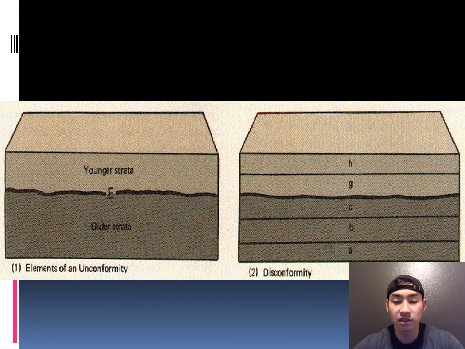If we look at our disconformity on the right, we have labeled units A, B, C, G, and H. G and H are certainly the younger units, and that dark black line is our erosional event. So that is also our disconformity. Based on the labeling, we can infer that D all the way to G has been eroded, and we have lost that amount of geologic time.